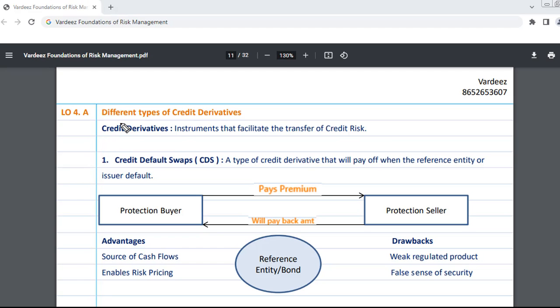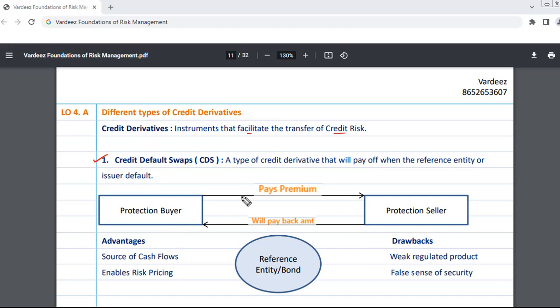Alright, now let's talk about the learning objective for the different types of credit derivative instruments. Credit derivatives are derivative instruments that facilitate the transfer of credit risk. So if you want to take the credit risk off your balance sheet and transfer it to some other counterparty, then you can use a credit derivative. Let's look at the very first one, which is a credit default swap. It is a type of credit derivative that will pay off when the reference entity or issuer defaults.